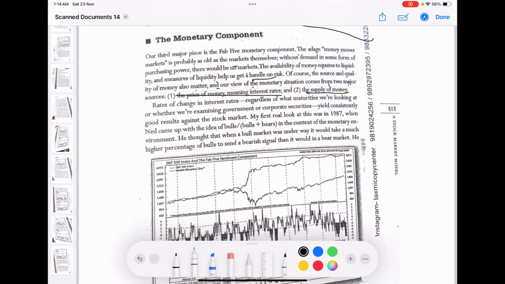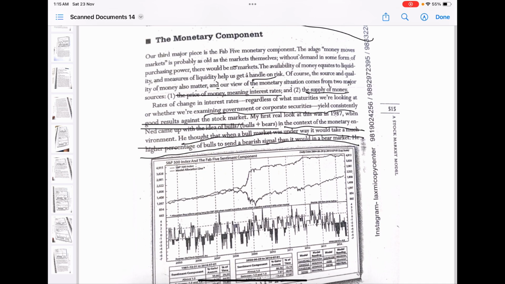Rate of change in interest rates, regardless of what maturities we're looking at or whether we are examining government or corporate securities, yields consistently good results against the stock market. My real look at this was in 1987 when Ned came up with the idea of bulls plus bears, in the context of the monetary environment. He thought that when a bull market was underway, it would take a much higher percentage of bulls to send the bearish signal than it would in a bear market.